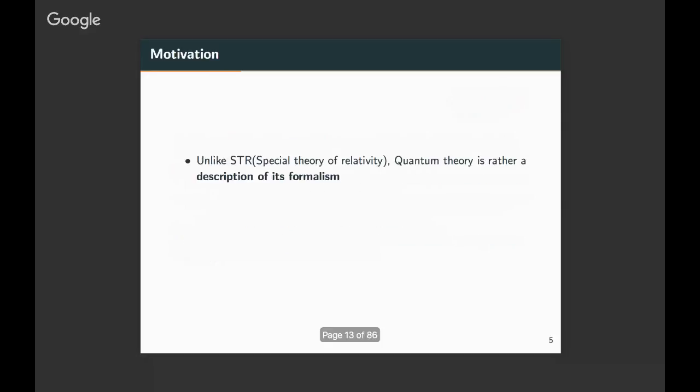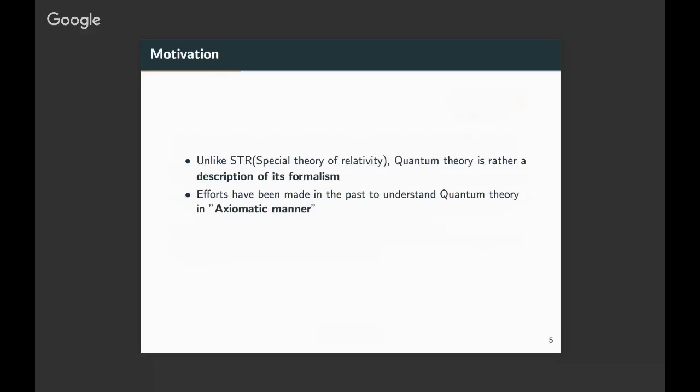Actually, we don't. Unlike special relativity, quantum theory is rather a description of its formalism. You have been given a formalism, and according to it, you can do the calculation and match it with the experiment. For example, the system is represented by a state in the Hilbert space, evolution is unitary, and measurement leads to collapse of the state to one of the eigenstates corresponding to the observable you measured. So basically, it's just a description of the formalism.